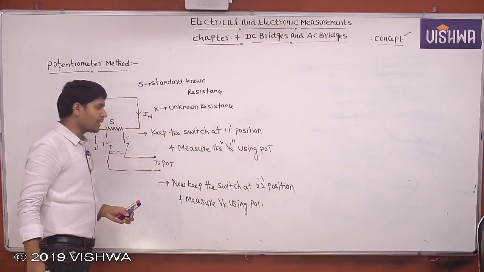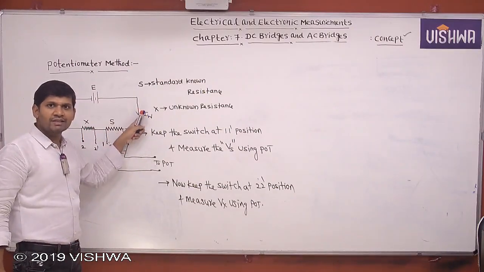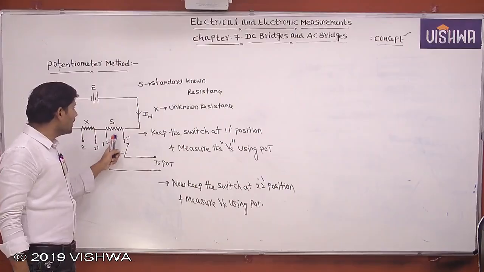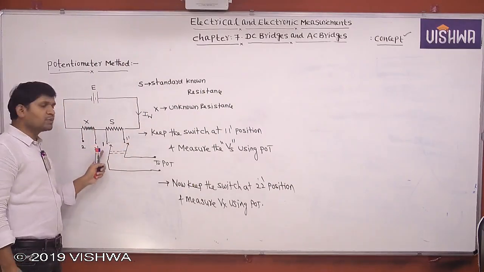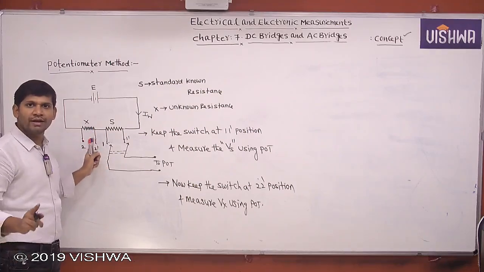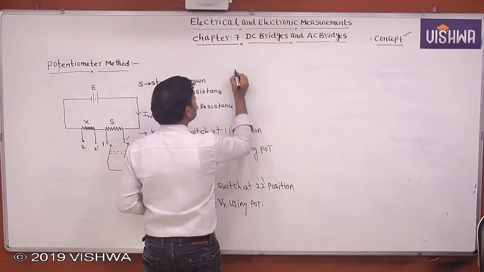There are two steps of the experiment, but throughout the experiment, this I_W is maintained as a constant. If the switch is at position 1', this working current is constant. If the switch is at position 2', the working current is also maintained as a constant. Now, what does this Vs give? You tell me.